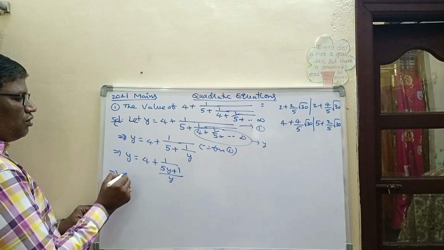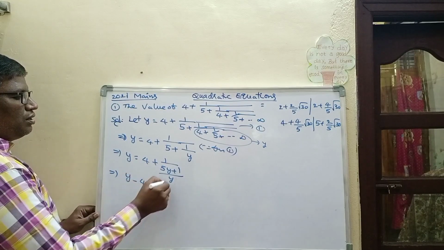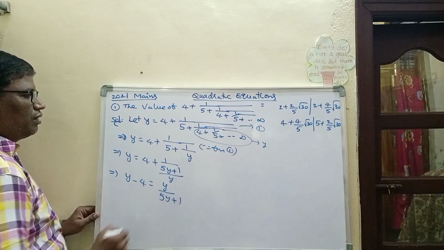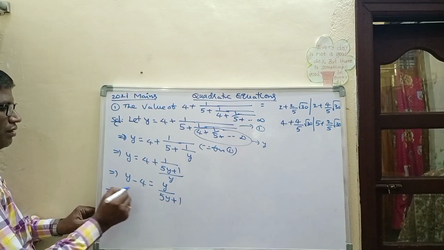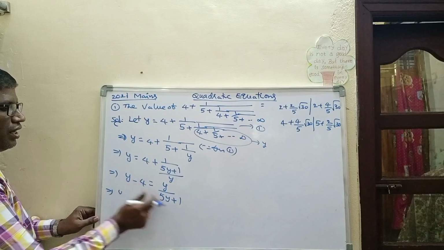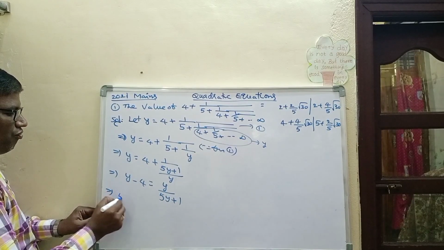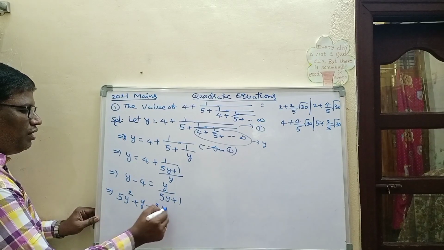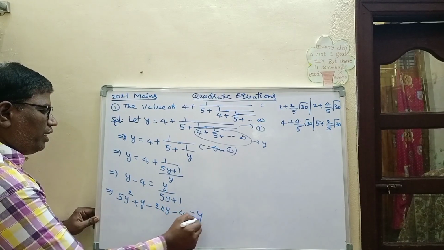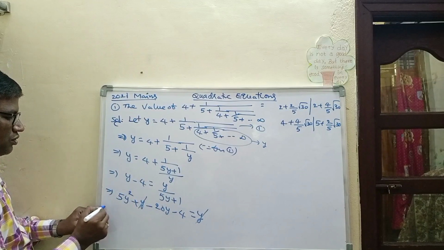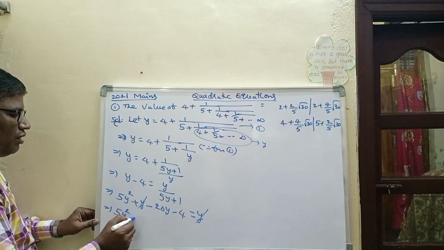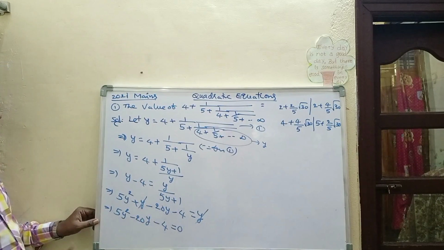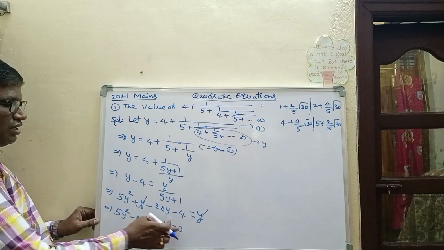So from this, y minus 4 is equal to, this y brings to numerator, y by 5y plus 1. And now take cross multiply, y minus 4 into 5y plus 1. This is nothing but 5y square plus y, 4 5s are 20y minus 4 is equal to y. y gets cancelled. So from this 5y square minus 20y minus 4 is equal to 0. This is a quadratic equation in terms of y.